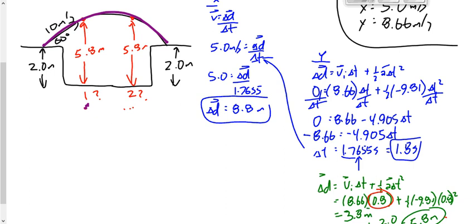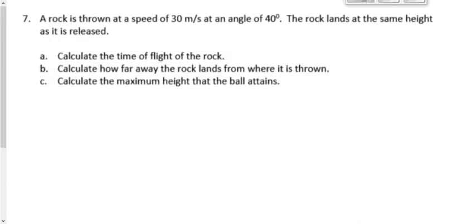Okay, let's take a look at the next one, number 7, the last one on that worksheet. A rock is thrown at a speed of 30 meters per second, at an angle of 40 degrees. The rock lands at the same height as it's released. What's the time of flight of the rock? How far away does the rock land? And what's the max height that the ball attains?